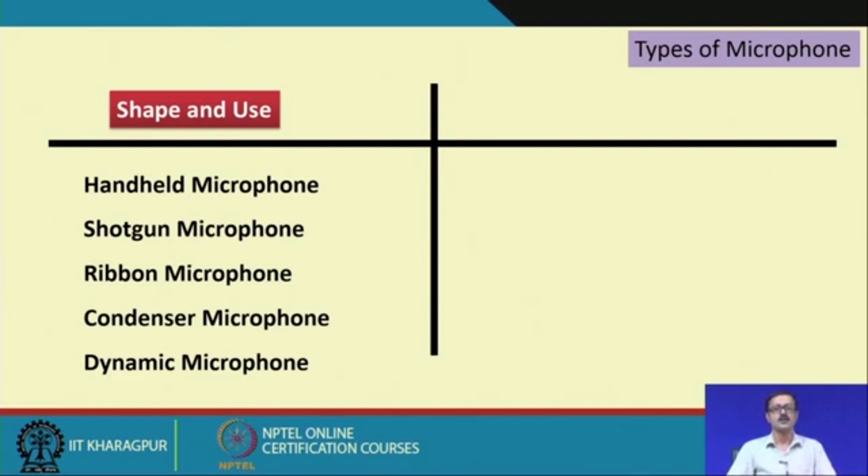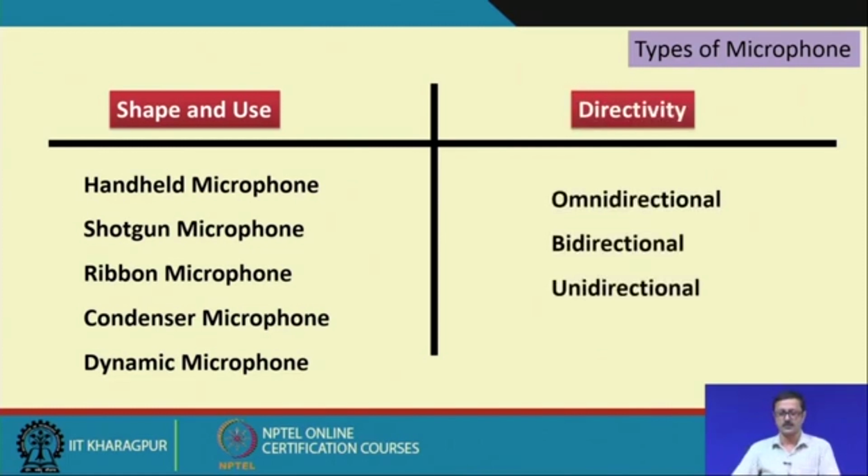In the first type of classification, it is based on the shape and the use point of view. There are classifications like handheld, shotgun, ribbon, condenser or dynamic microphones. And if I look at it from a directivity point of view, how the microphone behaves and from which direction it captures the sound, then it can be omnidirectional, bidirectional or unidirectional. These three categories of microphones are available, and that is the classification based on directivity.